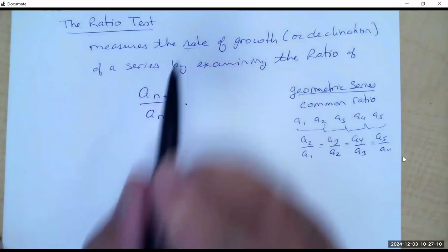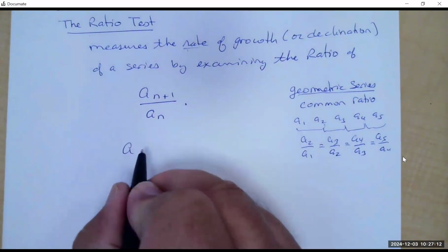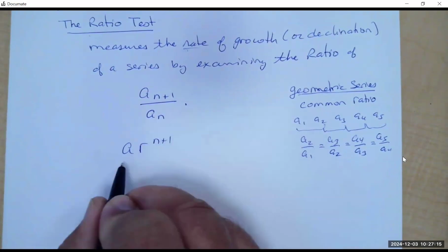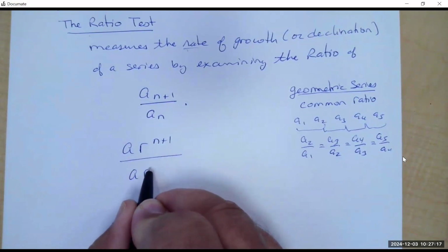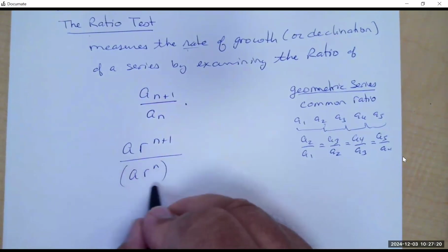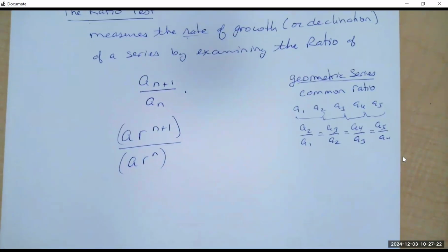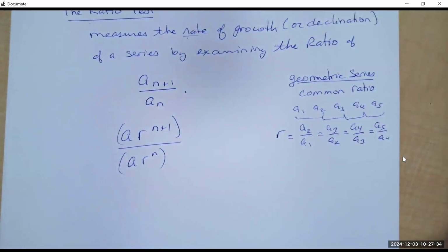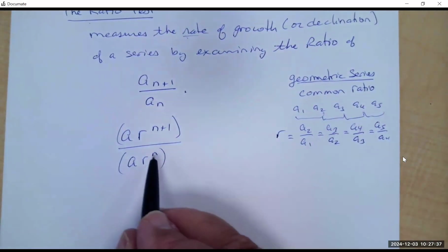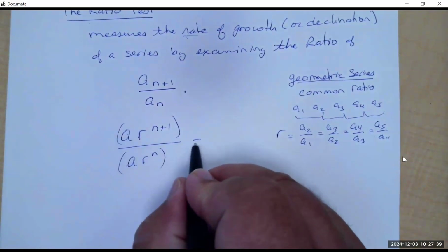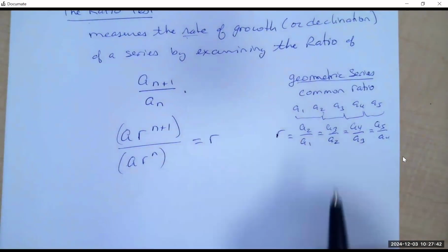So now, if we had a rate of growth, we could also look at it this way: a_{n+1} over a r to the power n. What does that equal? Because if each one of these are the same, it equals some number r, the common ratio r. The a's cancel, and all we are left with is r.